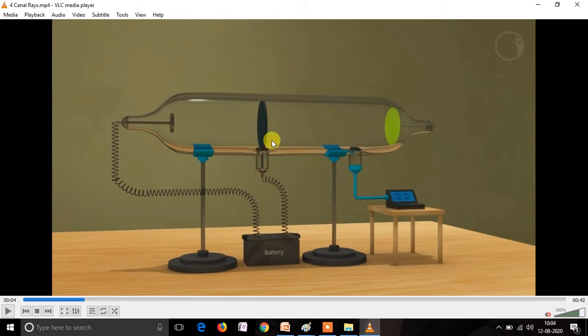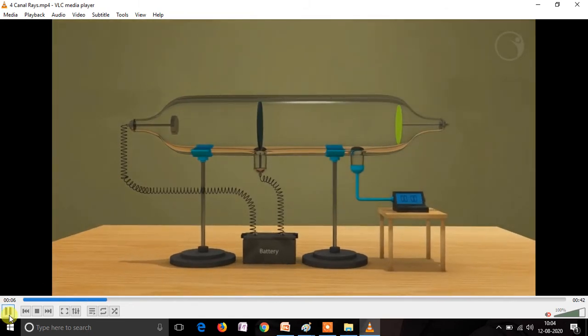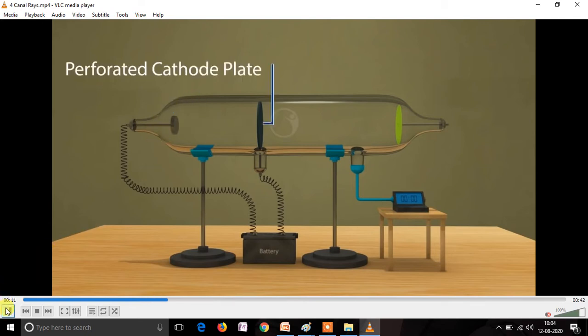This is one electrode and this one is the second electrode. Now let's see. The discharge tube is at very low pressure. The left electrode is called the anode, and the right electrode is called the cathode.